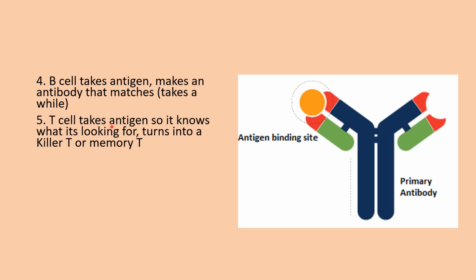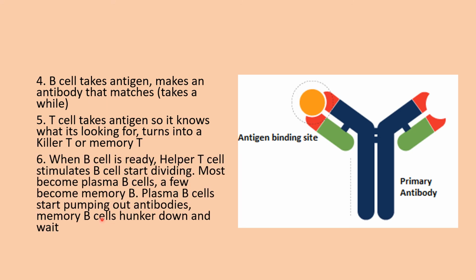So the T cell takes that same antigen and then it turns into some type of cytotoxic T cell, and it goes running around the body looking for that antigen and killing as many things as it can find that have that antigen on it. So then when the B cell has got its antibody ready, the helper T cell is going to tell it to start dividing. Most of those B cells that are born in this way are going to be the plasma B cells that pump out antibodies, and then a couple of them are going to be memory B cells that are just going to hang out in case the infection happens again.